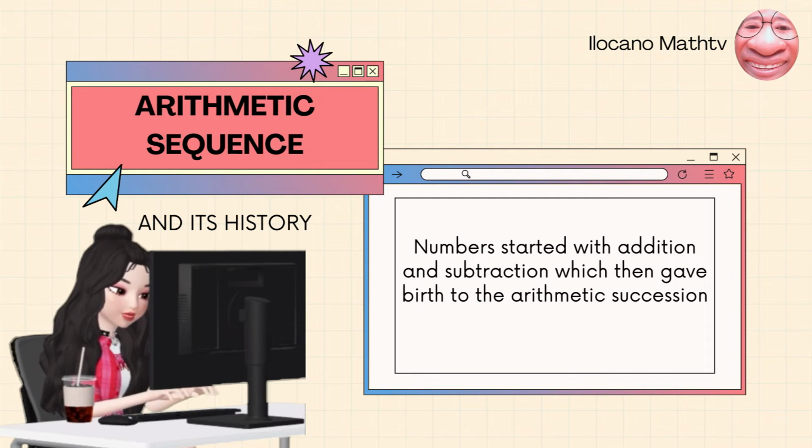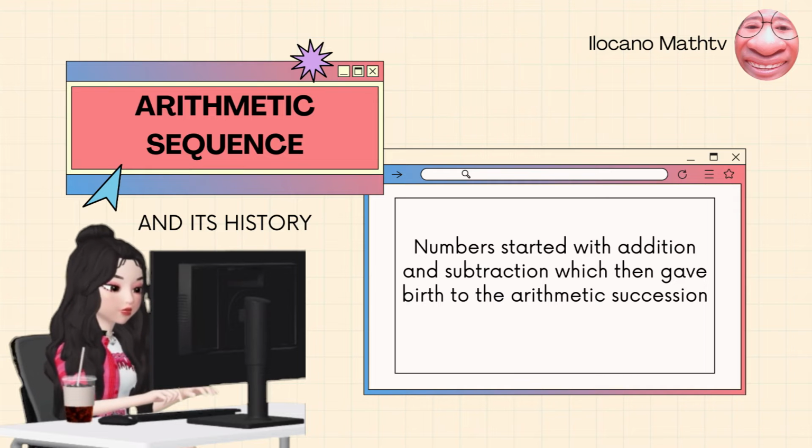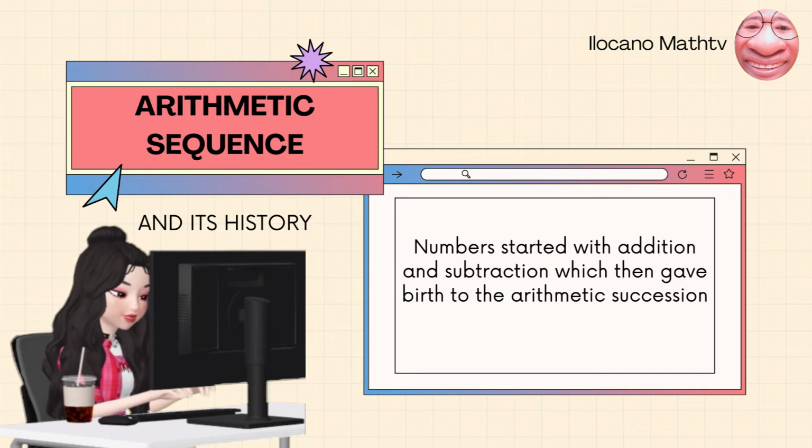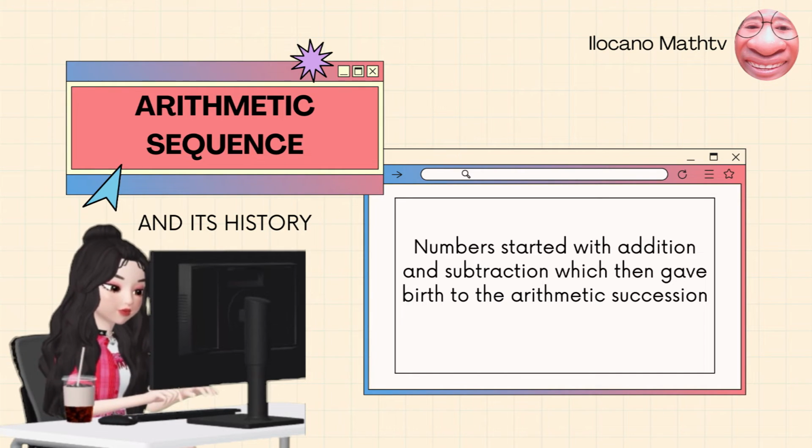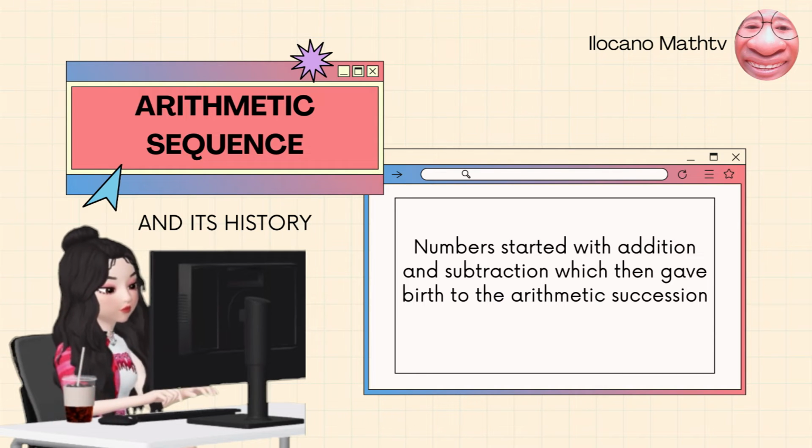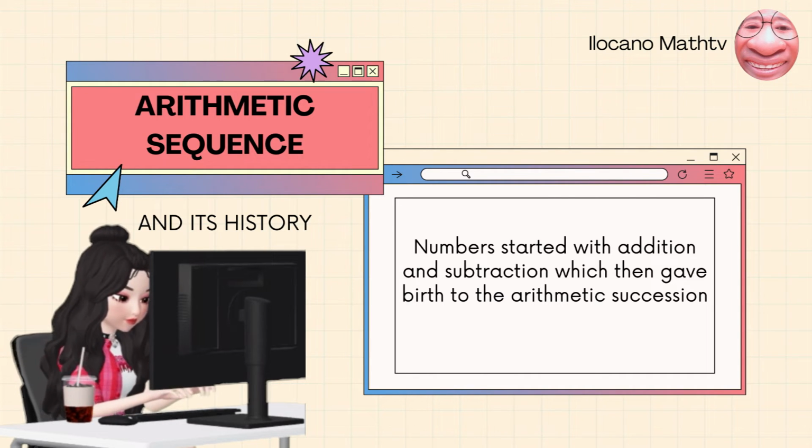And its history. Let's all trace the footsteps on the genesis of arithmetic to fully understand its context. Originally, numbers started with addition and subtraction, which then gave birth to arithmetic succession. From Sumeria to the Fertile Crescent region, which is now mostly under Iraq, arose hundreds of artifacts discerned to be from around the age of 5000 BC.